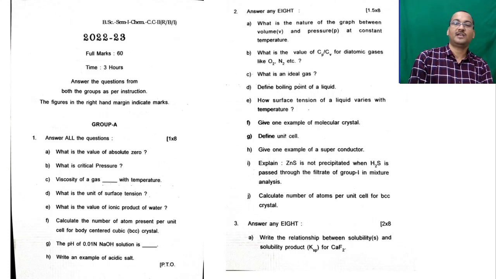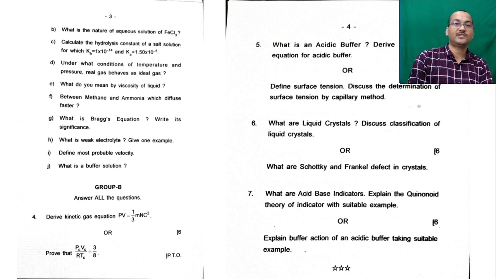Then question number 3, you need to answer 8 questions and here each question carries 2 marks. Write the relationship between solubility S and solubility product KSP for calcium fluoride. What is the nature of aqueous solution of FeCl3? Next question, calculate the hydrolysis constant of salt solution for which KH is given and Ka value is also given, 1.5 into 10 to the power minus 5.